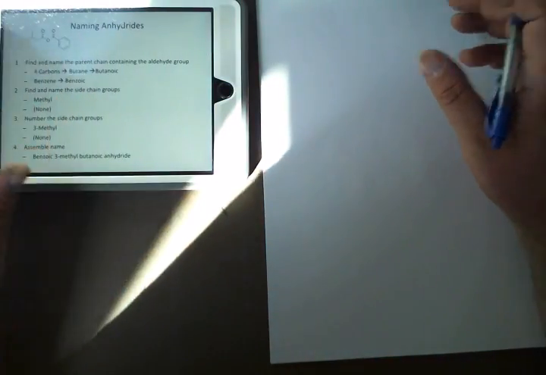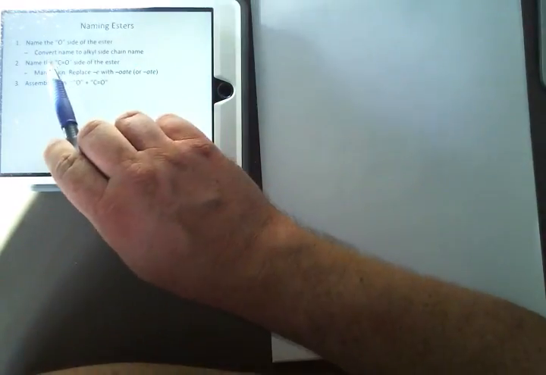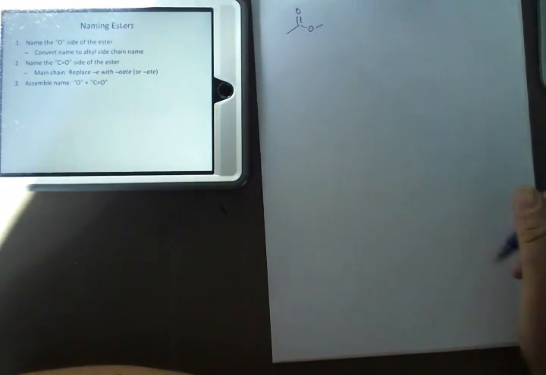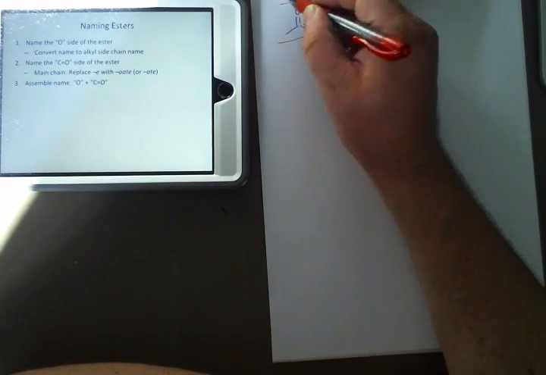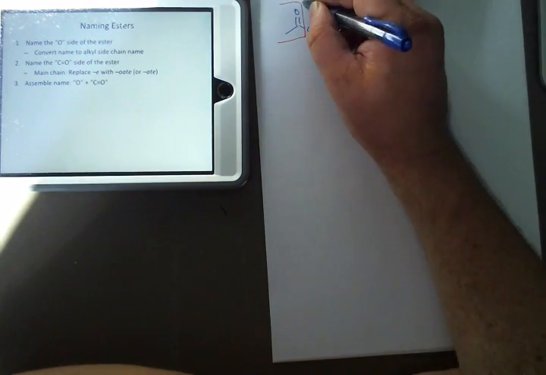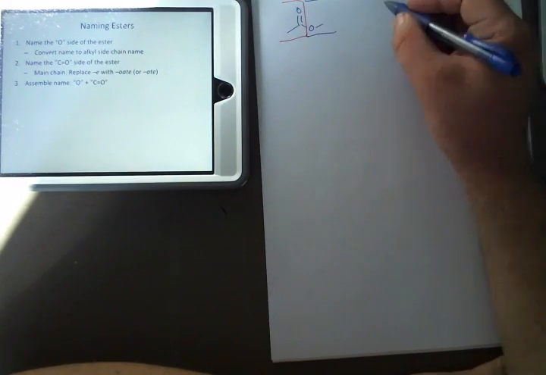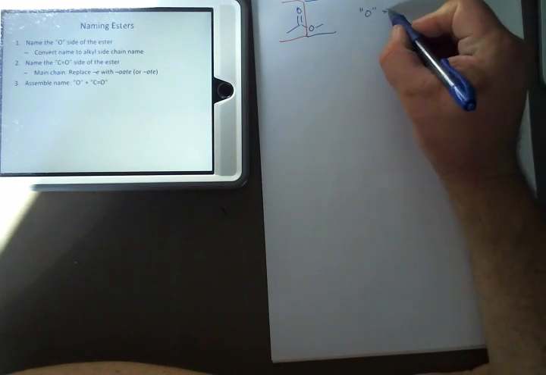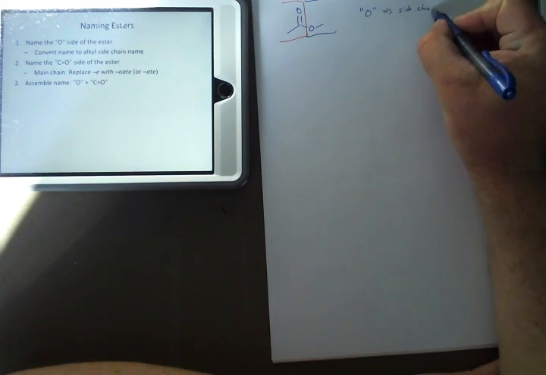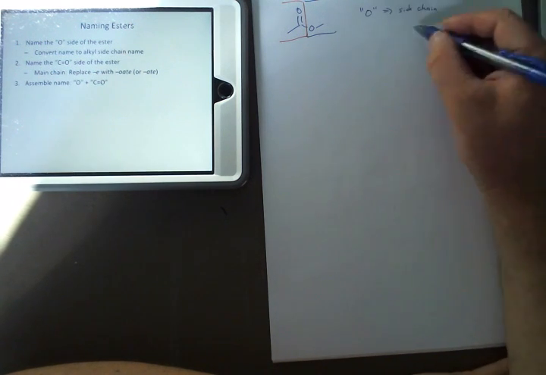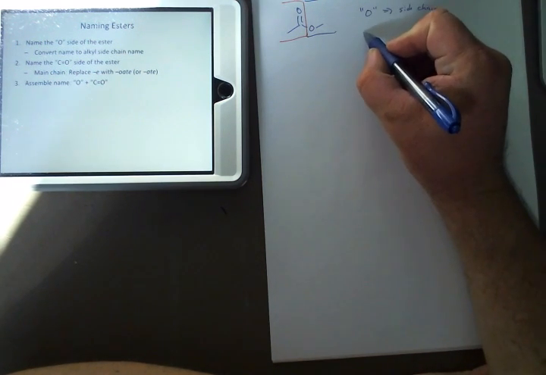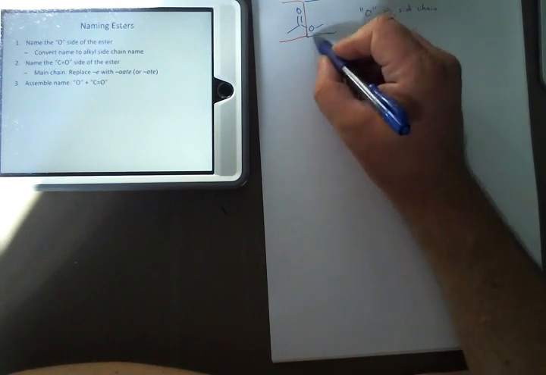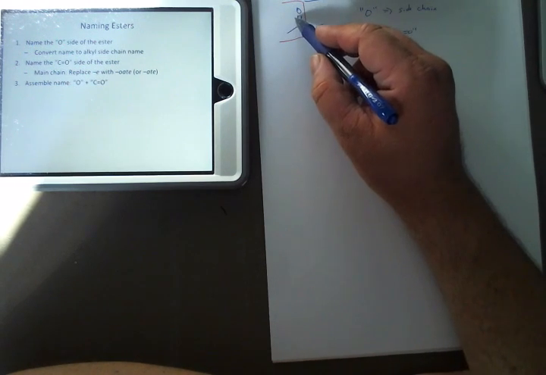Okay. So what you end up having to do is, so you have this classic ester, right? So what you're going to do is name this C double bond O side, and then you're going to name the oxygen side, right? But what ends up happening is the name always ends up being, you name the O side of this ester bond, but you name this as a side chain, okay? So like that, and then after that the final name ends up being the O side first, and then the C double bond O side, okay?